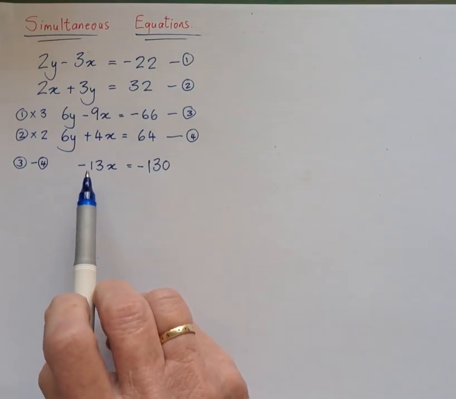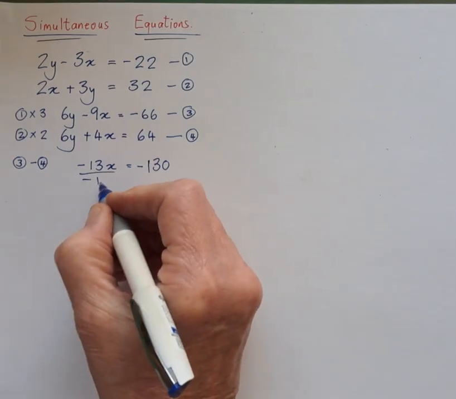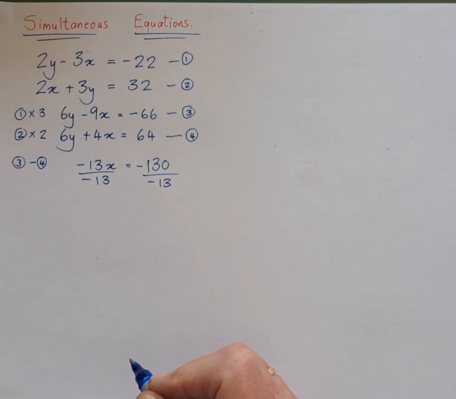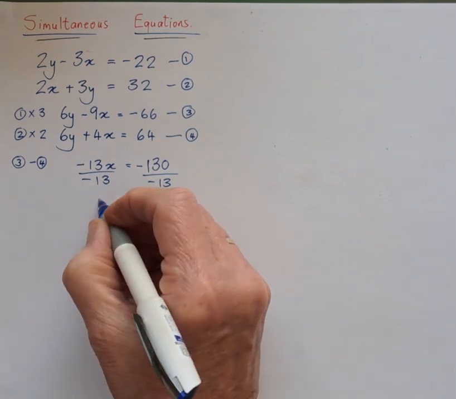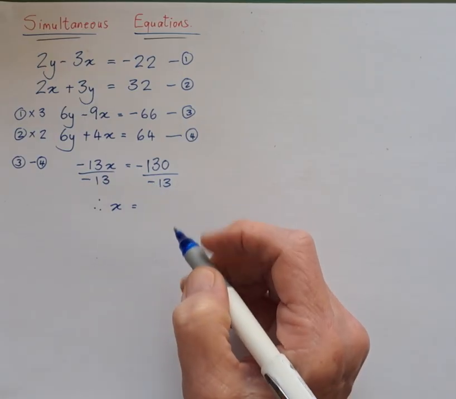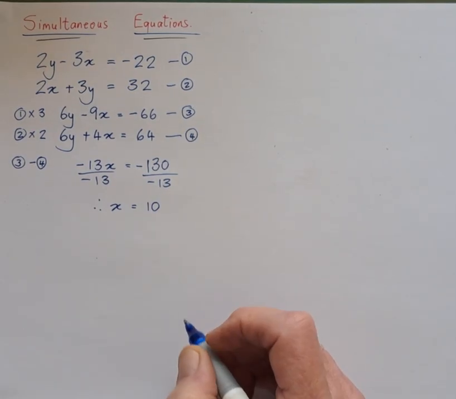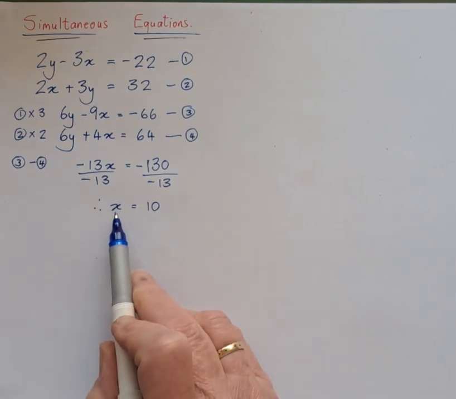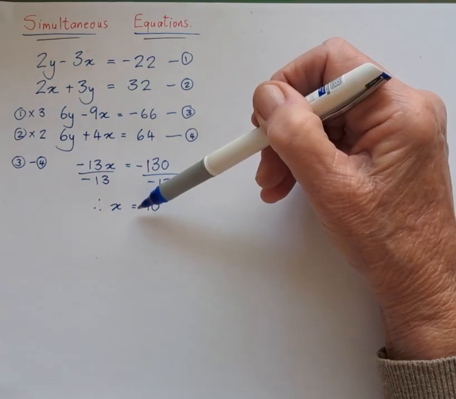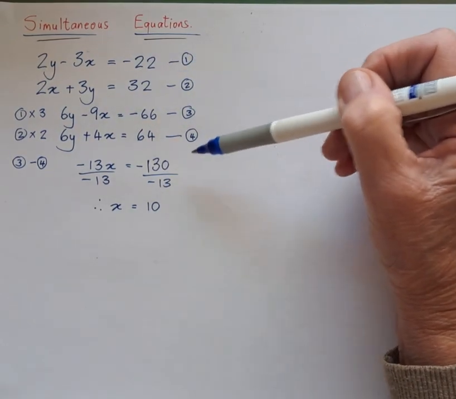Right, I don't want to solve for negative 13x. I want to solve for x. So divide both sides by that negative coefficient. And I'll be left with x is equal to negative divided by negative is positive. And 13 goes into 130 10 times. Remember that we're not only solving for x, we're also solving for y. So you can substitute this x equals 10 into any of these four equations because they have the same meaning.